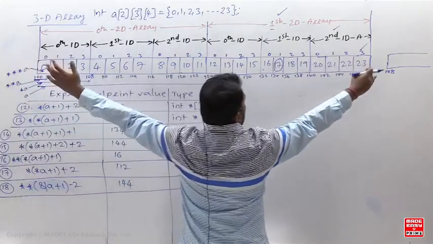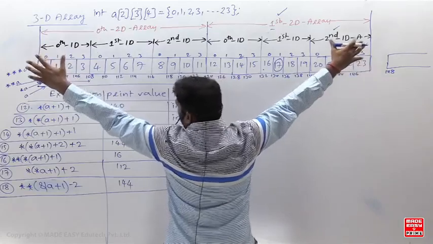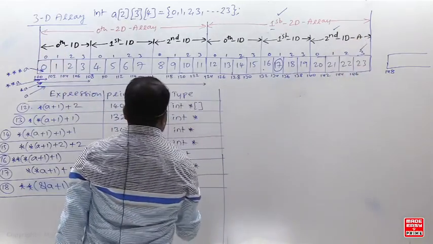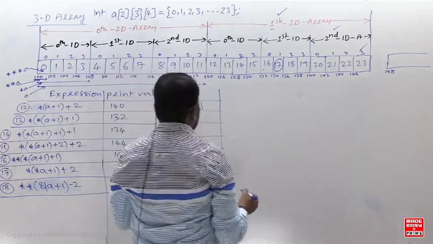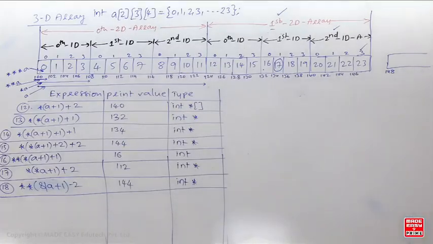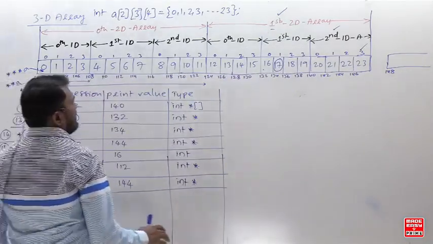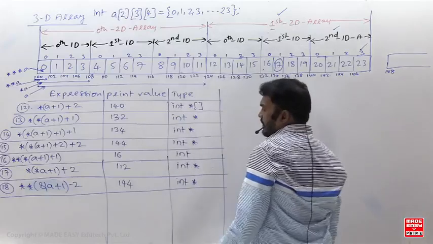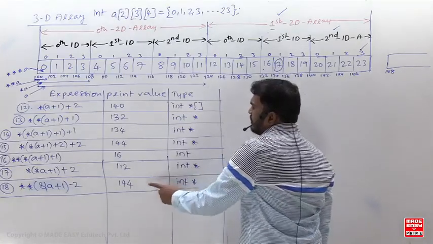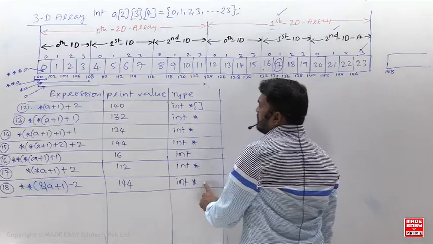Ampersand A means what? This one. Listen carefully. The right answer is 144 and the type is int star. So many people are having doubt, just listen carefully, I am explaining. Many students gave the wrong answer. 144, type is int star.